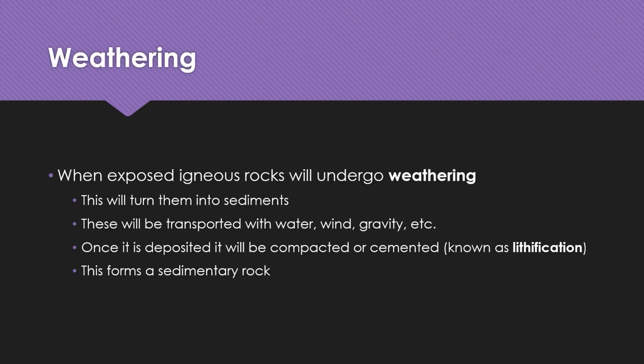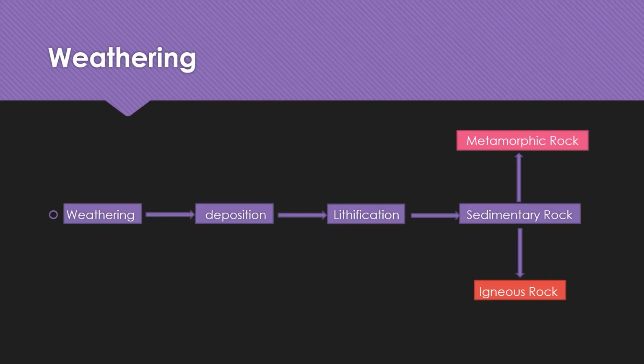So when exposed, igneous rocks will undergo something called weathering. This will turn them into sediments. These will then be transported with water, wind, gravity, or a whole other variety. And once it is deposited, it will be compacted or cemented, which is known as lithification, to form a sedimentary rock. And it looks like this.